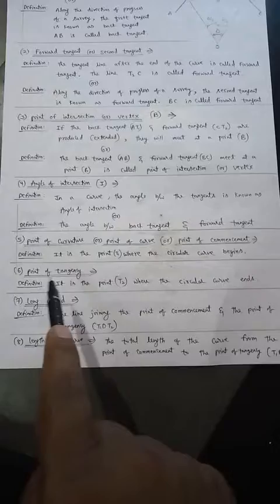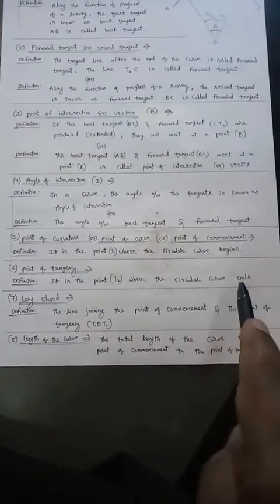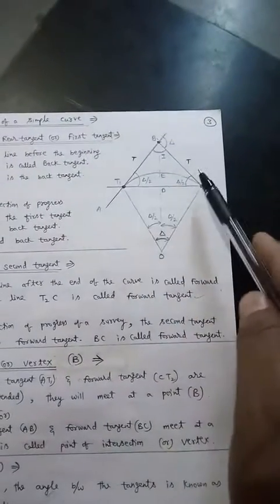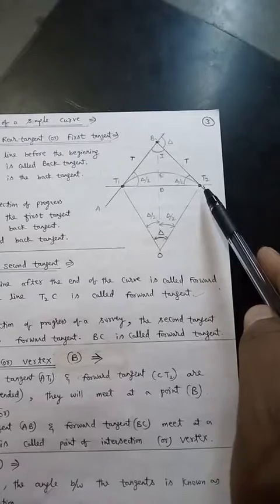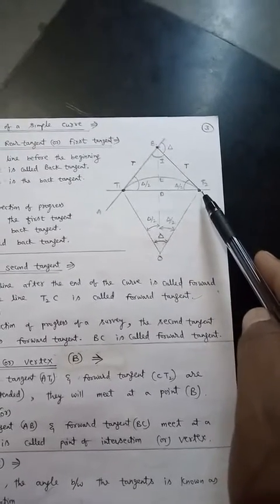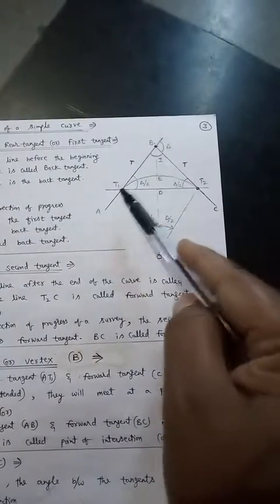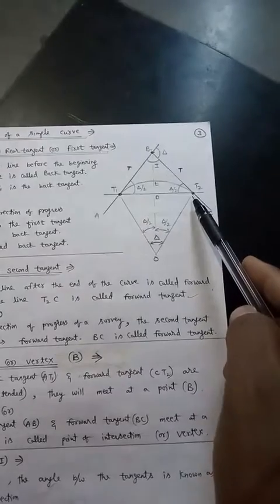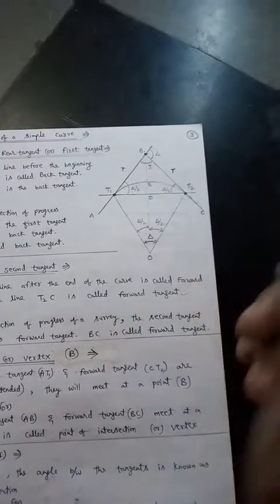The next definition is point of tangency. It is the point T2 where the circular curve ends. I will show in the figure. This is the figure. Point T2 is where the circular curve ends. So this is the curve, this is the beginning of the curve, and this is the end of the curve. The end of the curve is known as point of tangency.